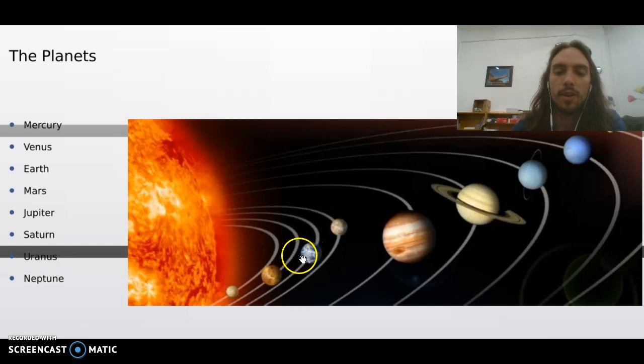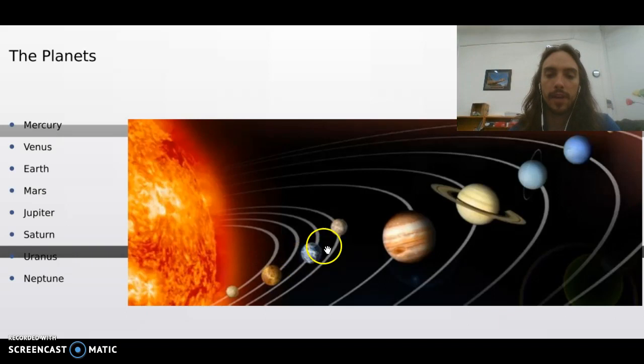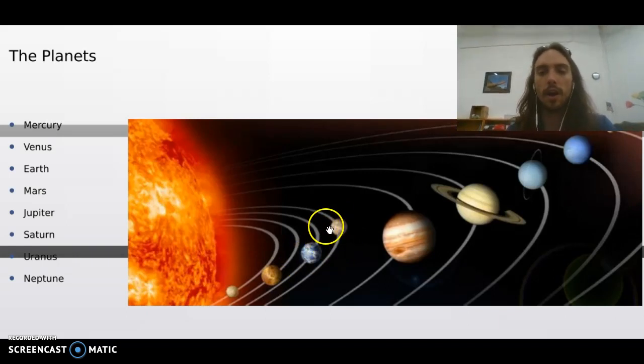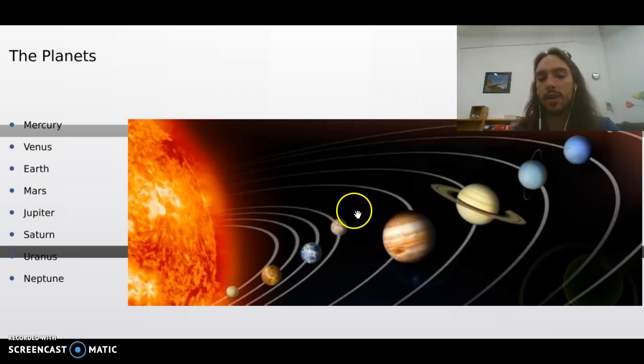Then we get to our home, Earth. It also has an atmosphere with a greenhouse effect, but it's much less powerful than Venus. And then after that, we have Mars, whose atmosphere is pretty much gone. It still has a very, very thin one, but it's basically just a dead rock. And then between Mars and Jupiter, we have our asteroid belt. Right in this area, we've got an asteroid belt.